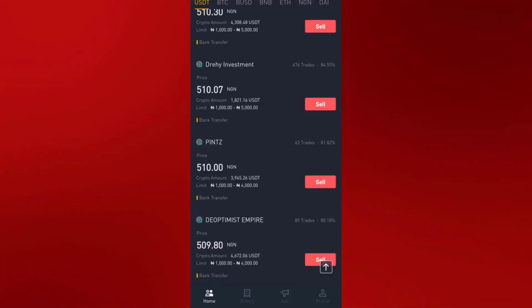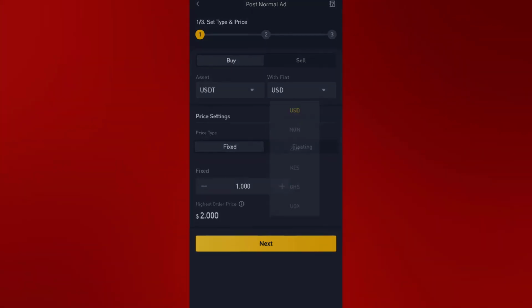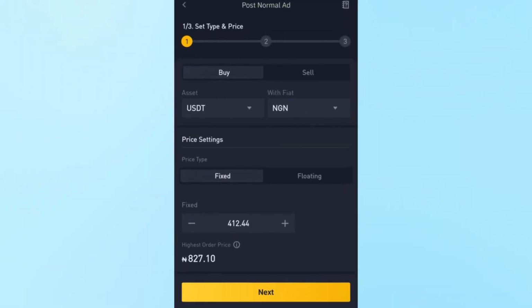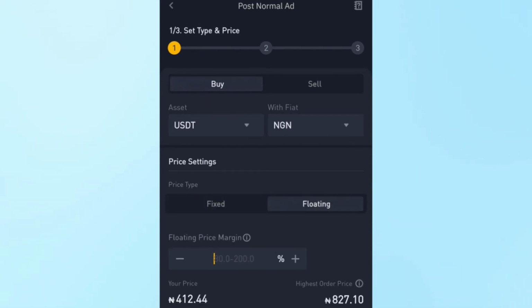So for this example's sake, let's say I want to buy it for 510. We'll come over to ads, click on the plus sign, and leave it on buy. We'll leave the asset as USDT, and then come over to NGN. Like I said, we can choose to leave it on fixed, or we can put it on floating. Now we said we want to buy it at 510. In the case of floating, remember what I said, it's a percentage off of Binance's price. So in this case, it will be 110.